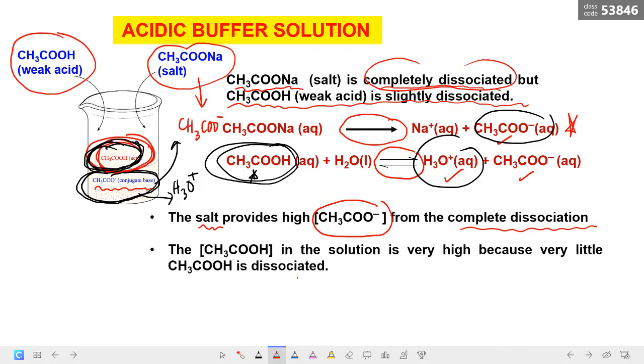And the acetic acid, okay, the concentration of acetic acid in the solution is very high. Okay, why? Because very little acetic acid is dissociated. Tadi saya dah sebut, acetic acid kita ni hanya mengalami sedikit sahaja penceraian. Jadi concentration acetic acid dalam buffer solution ini sangat tinggi.